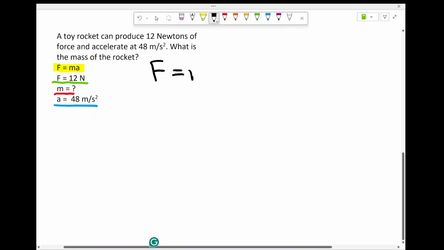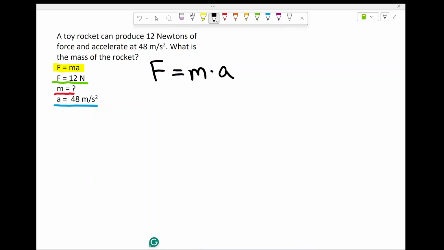We start with F equals m times a. Now the standard procedure here is to substitute the known numbers into the place in the formula that they go. We have a force of 12 newtons. I'll choose to use the colors here for ease of transfer. We have our equal sign. M we don't know, so we're going to leave that as m. Have our multiplication sign here, and then a is 48 meters per second squared. So putting a 48 here is that substitution.